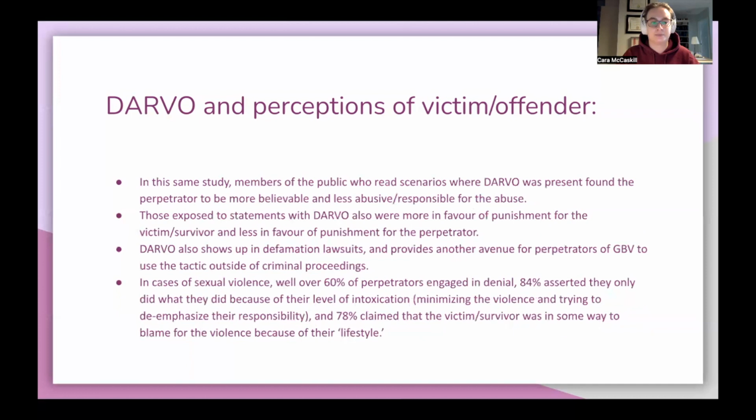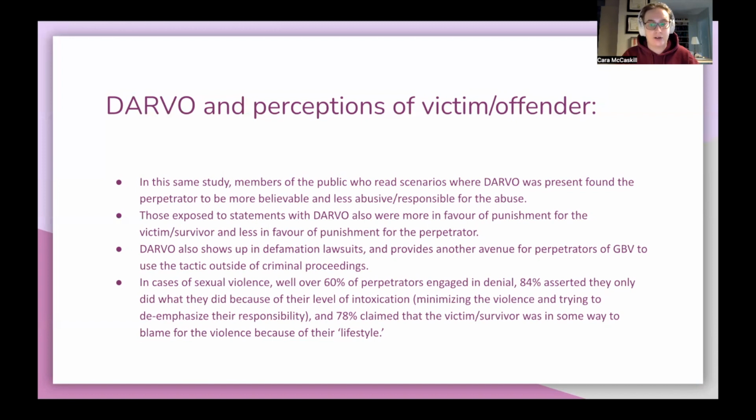In the same study as the one that I was just talking about a second ago, members of the public who read scenarios where DARVO was present found that the perpetrator was more believable when they were saying that they didn't do it or it didn't happen, and that they were less abusive and less responsible for the abuse. So again, this goes to show how effective the denial and attacks are, and how effective the act of trying to reverse victim and offender is when perpetrators of gender-based violence employ this DARVO technique. It has a great impact on the ways that members of the public and family and friends view the victim and survivor and view the offender.